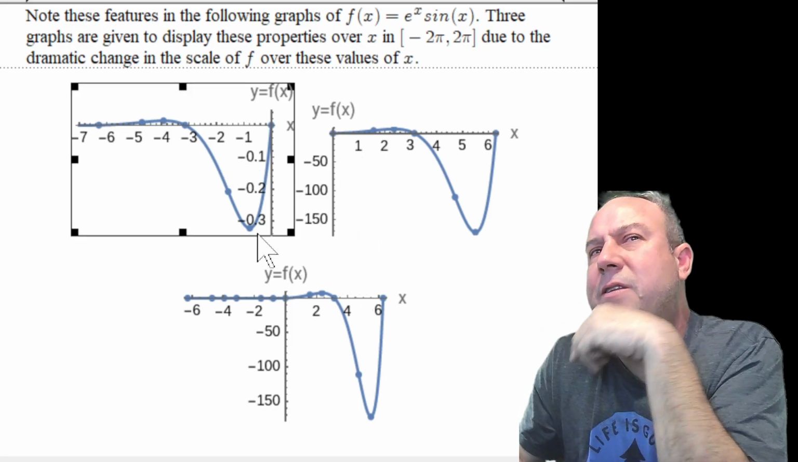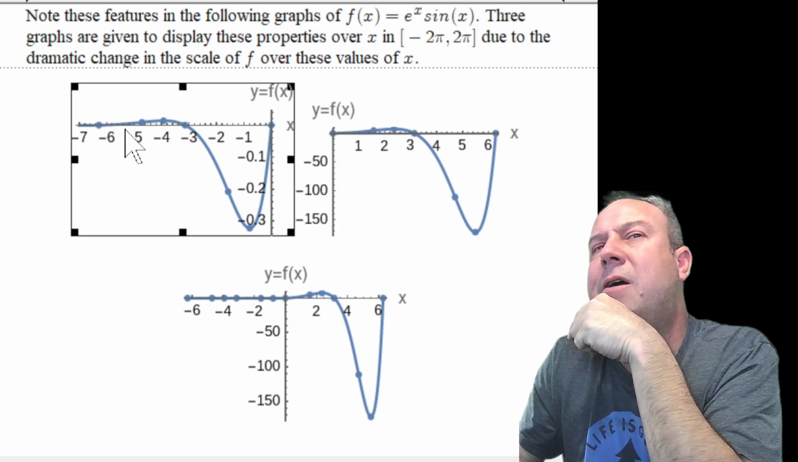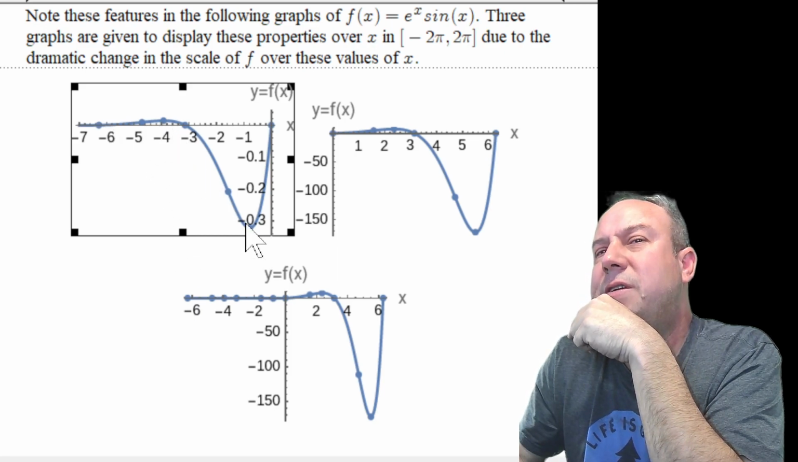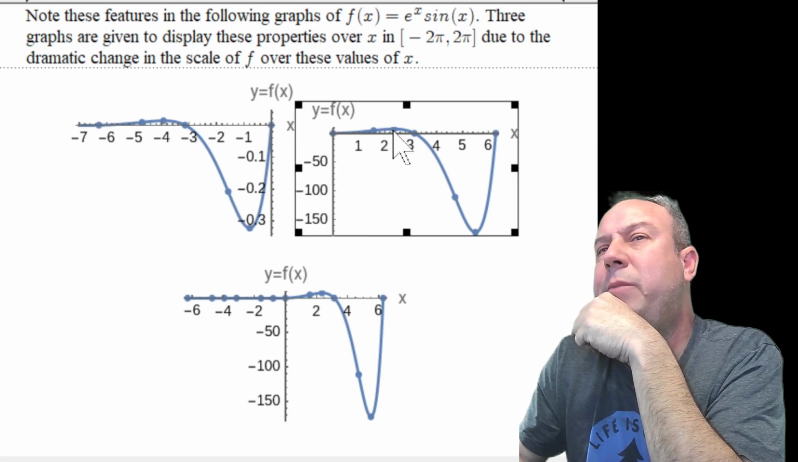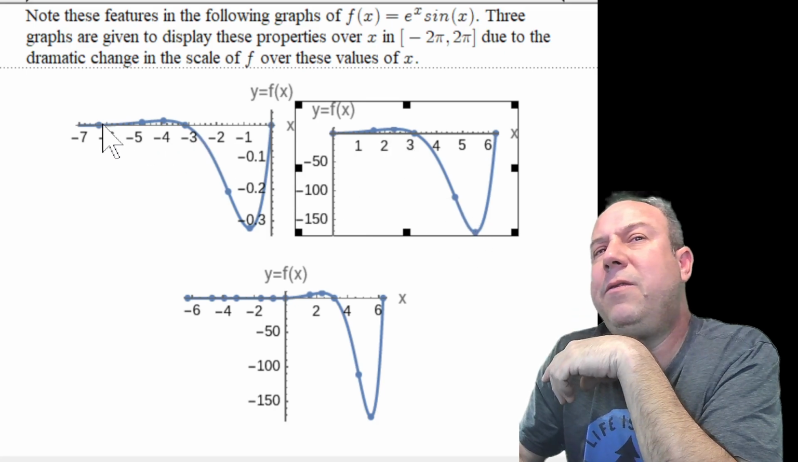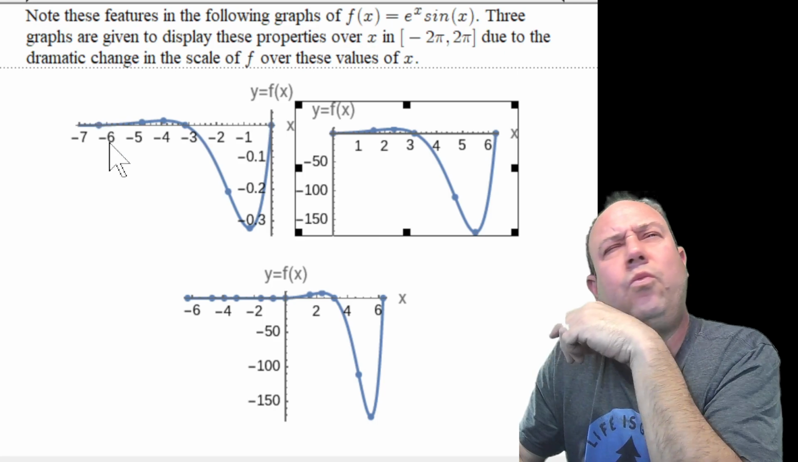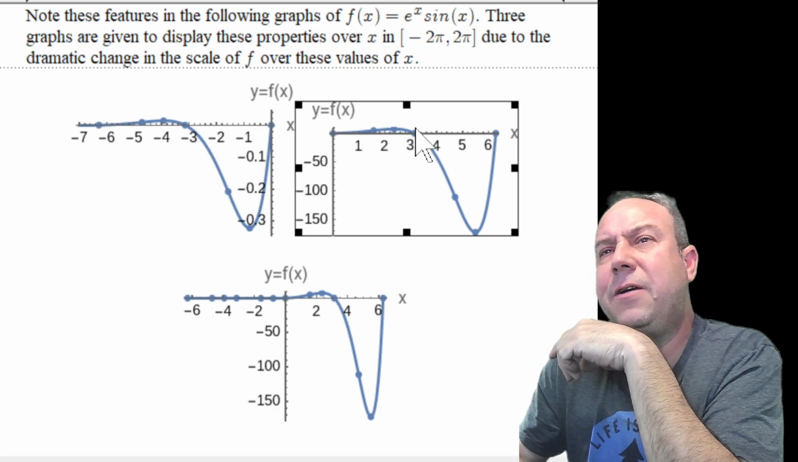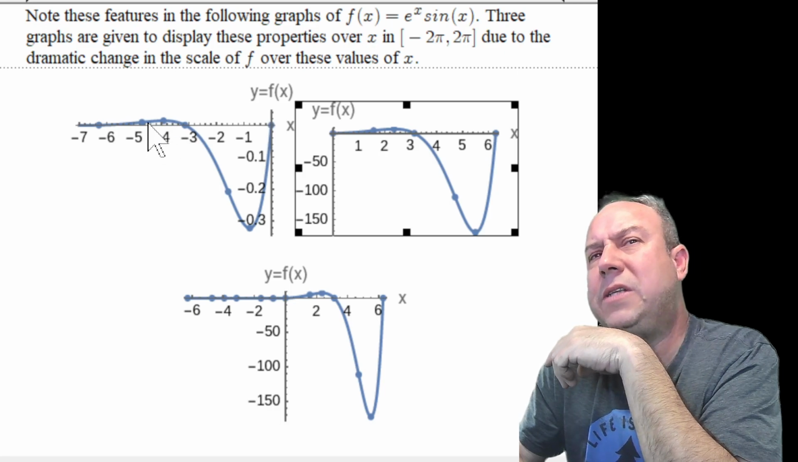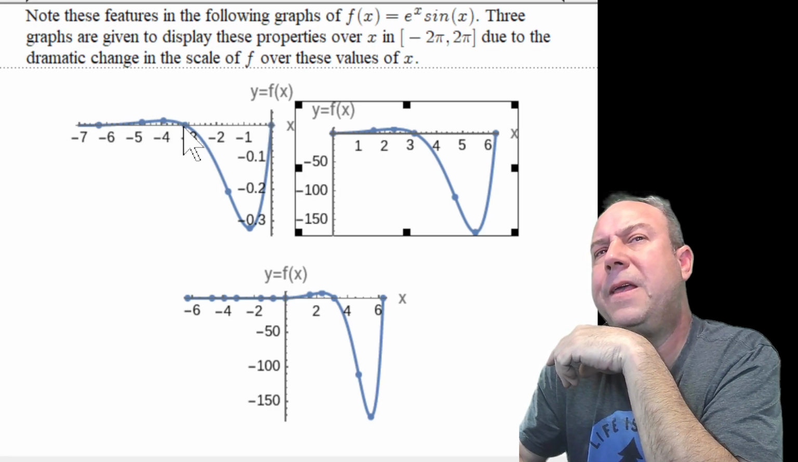And over here on the small scale, we can see, first of all, those critical points here and here. And over here, that would be here and here. And then we can see our x-intercepts here, here, here, and here. And then we have our points of inflection here and here.